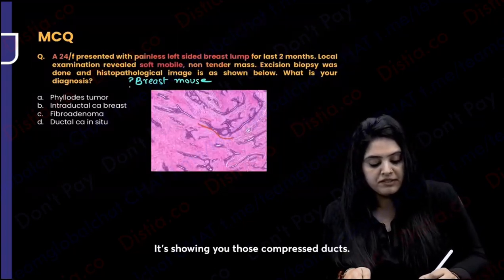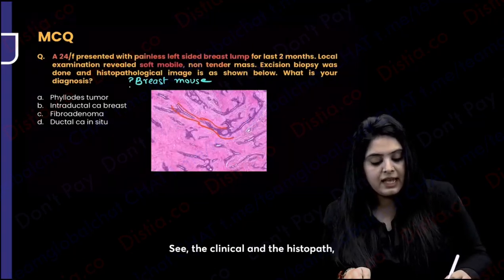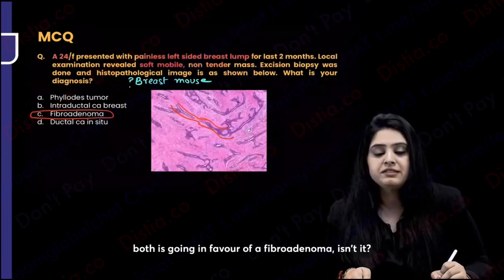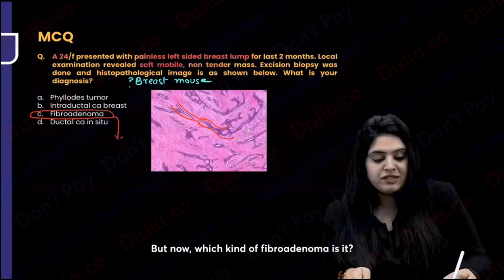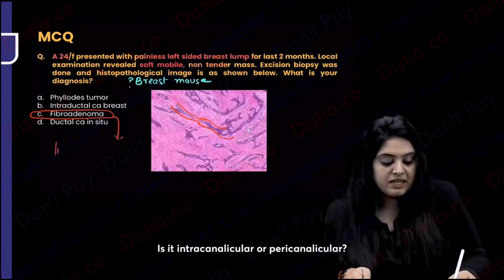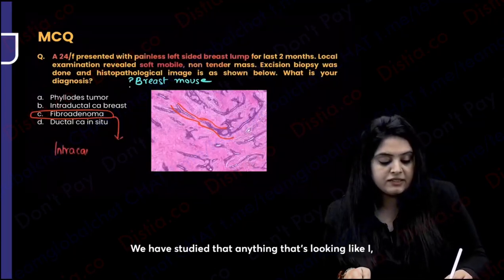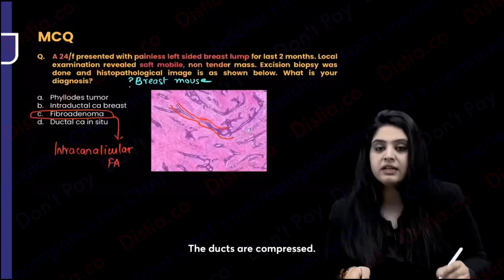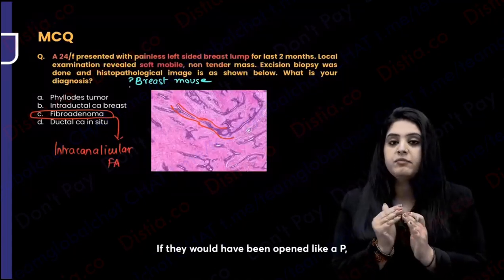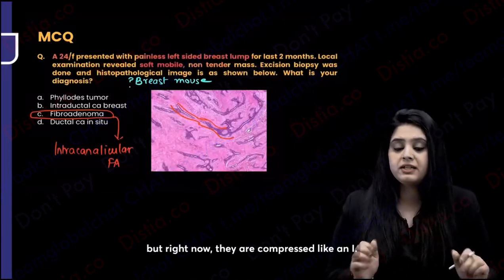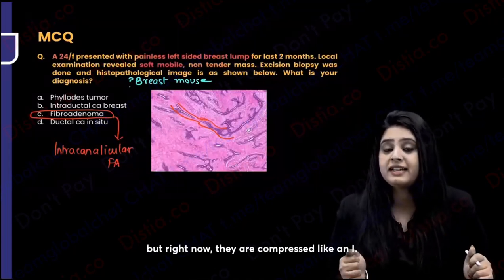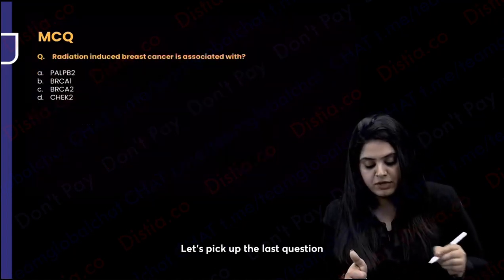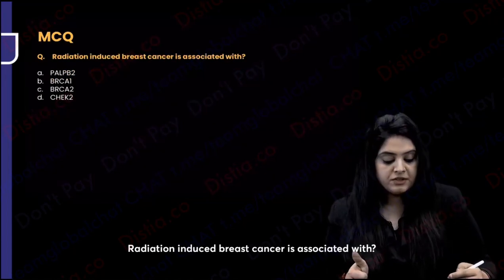It's showing you those compressed ducts. See, the clinical and the histopath both are going in favor of a fibroadenoma, isn't it? But now, which kind of fibroadenoma is it? Is it intracanalicular or pericanalicular? We had studied that anything that's looking like an eye is going to be intracanalicular fibroadenoma. The ducts are compressed. They're looking like an eye. If they would have been open like a pea, I would have called it pericanalicular. But right now, they are compressed like an eye. So it's intracanalicular fibroadenoma. Let's pick up the last question before we wrap up this session.